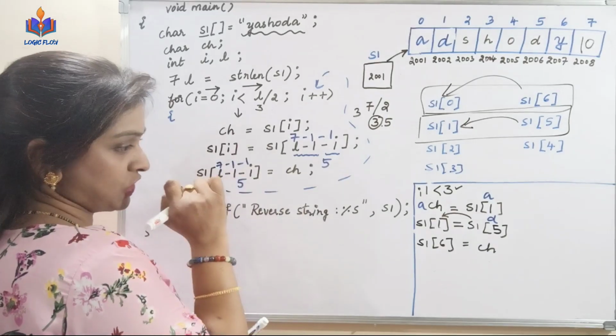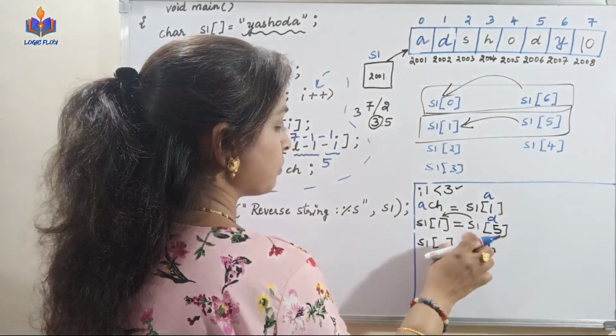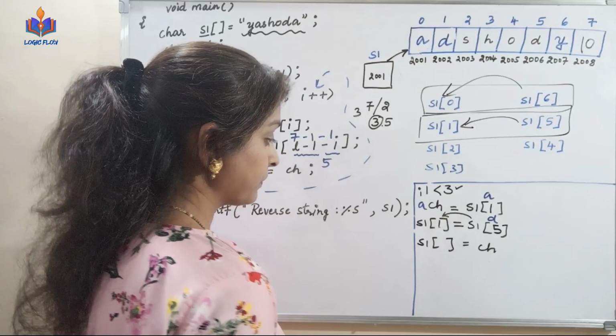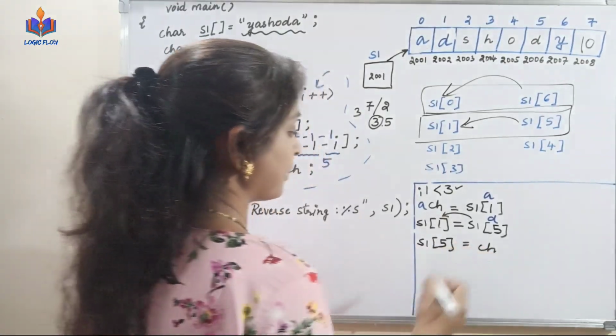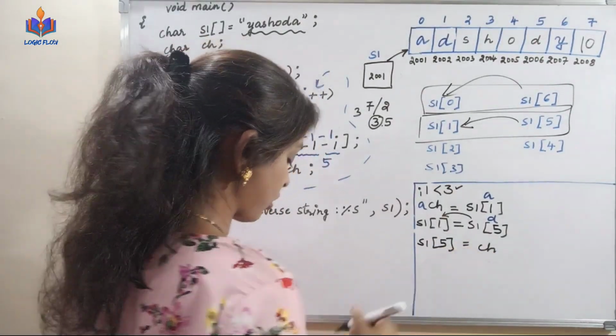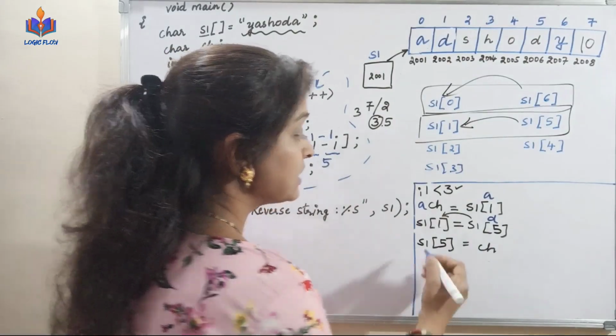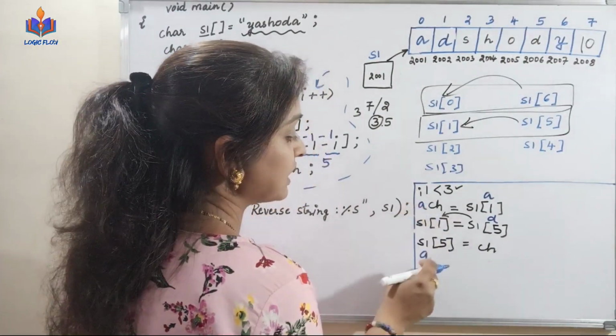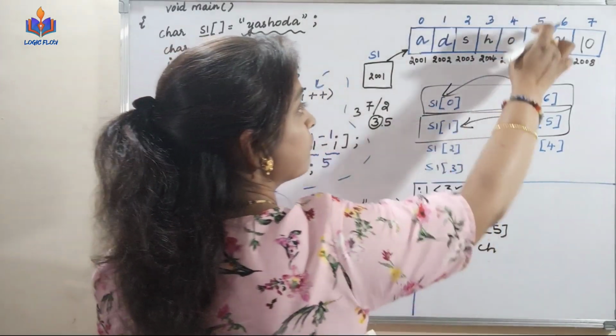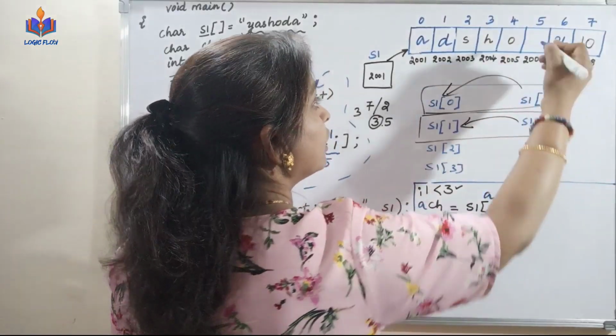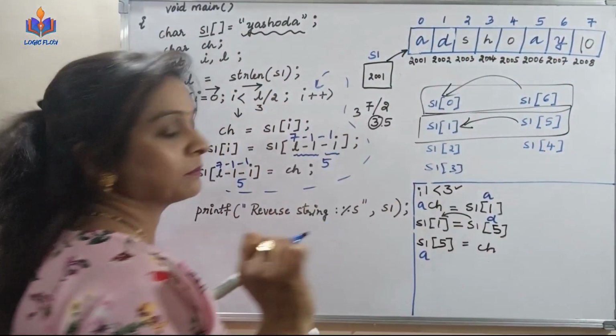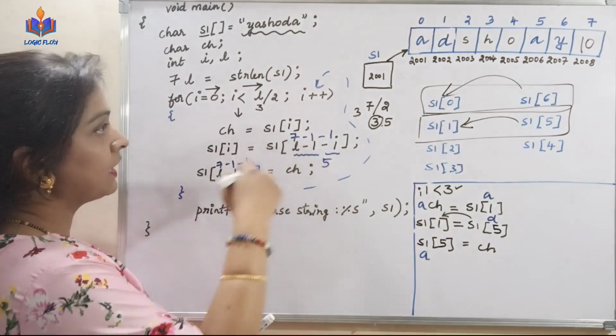Get the value of CH. So it is S1 of 5. S1 of 5, I'll get the value of CH. So what do I have in CH? In CH I have this value, that is A. So S1 of 5, I'll get the new value, that is A. Got it?